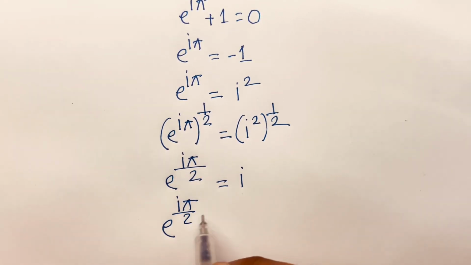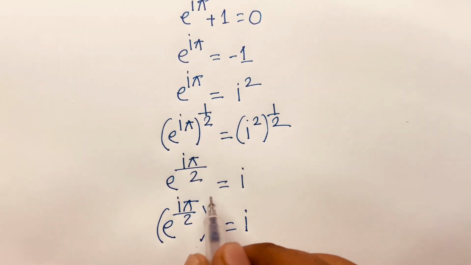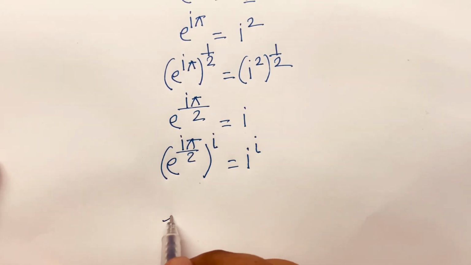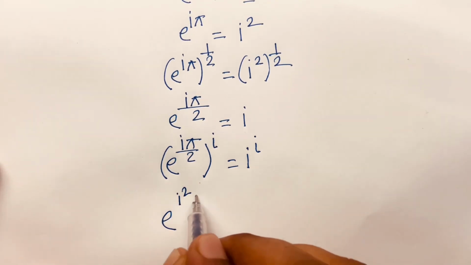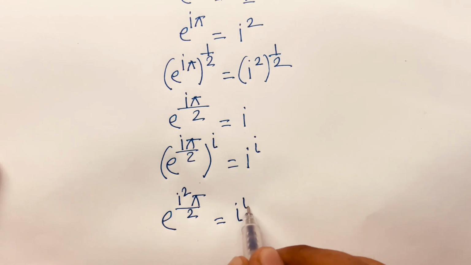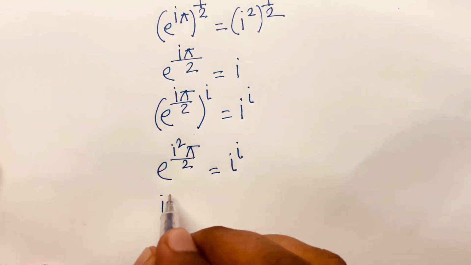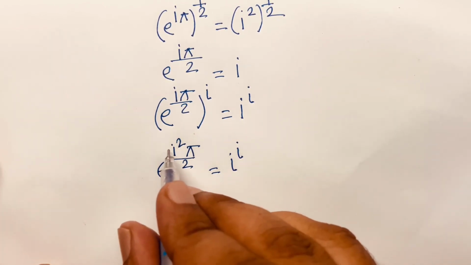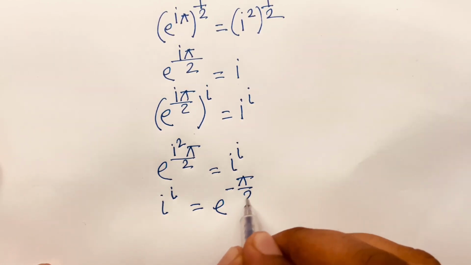Then I can say here e to the power i pi over 2, bracket, here I use both sides again power is i. Then I can say here is e to the power i times i, it will be i squared, pi over 2 is equal to i power i. Then I can say here i power i is equal to e to the power i squared, it will be minus 1, so minus pi by 2.